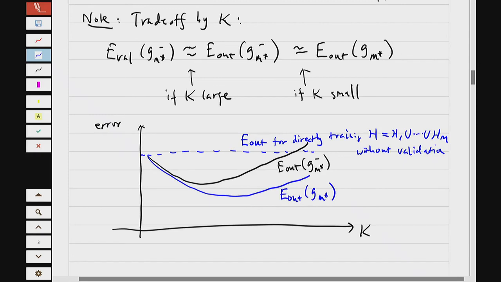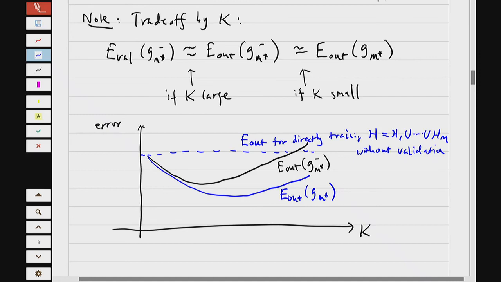Why do these two curves look like that? On the side when k is small, why are they so close? That's what we should expect, right? If you don't set many points for validation, then roughly g_m star minus and g_m star will be the same. But on this side, why are they different? Well, when you have more and more validation points, g_m star minus would not perform as well anymore.